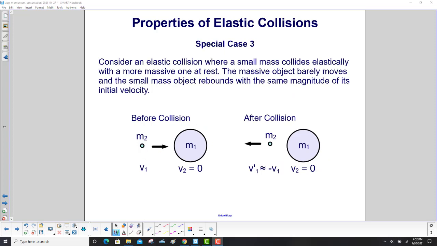And our final special case, an elastic collision where a small mass object collides elastically with a more massive one at rest. The massive object barely moves, and the small mass object rebounds with the same magnitude of its initial velocity, just in the opposite direction, and that's where the negative sign comes in. The extreme case of this is a very bouncy rubber ball, like a Spalding. Go ahead and ask your parents or grandparents what a Spalding is. You throw it at a wall, it bounces right back at you with roughly the same speed.